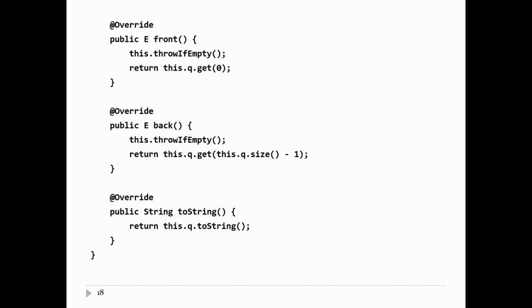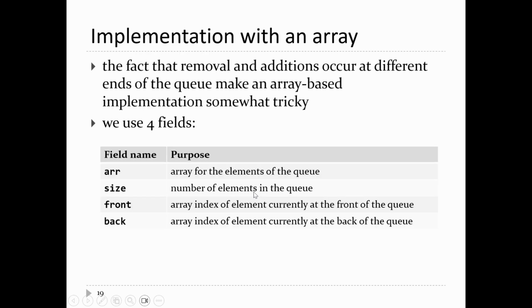Equals is dead easy. You ask the list to compare itself to the list of the other queue, because list also has an equals method. Okay, if you want to do this with an array, and I'm not sure we're going to get done, it becomes slightly trickier because you want to avoid this O(n) price of moving elements forward in the array.